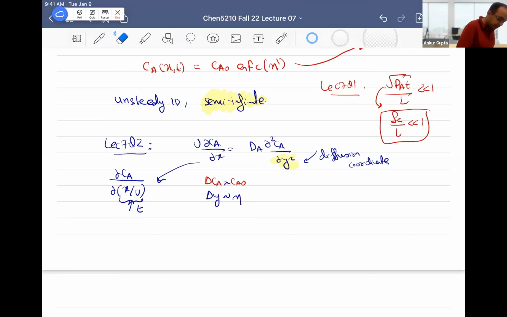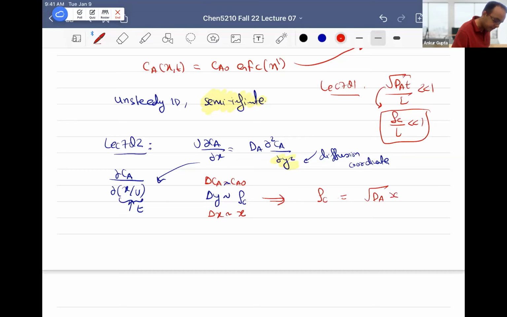Just remember, what I want to emphasize is that the diffusion coordinate is where you can put the coordinate. That question was already asked: how do I go about thinking about this? So the diffusion coordinate is where you put the delta y, and delta c is where you put the delta c, and delta x is x, and that's it. When you substitute this, delta c comes out to be the square root of dA x by u, and eta is always the diffusion coordinate by delta c, so y by the square root of that.